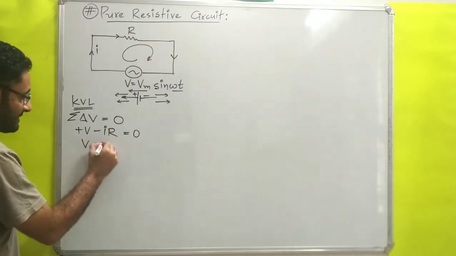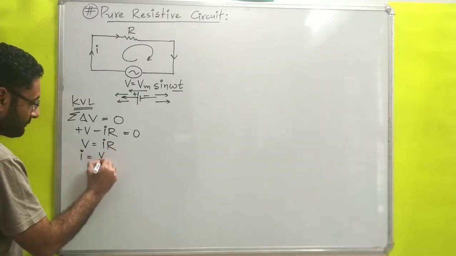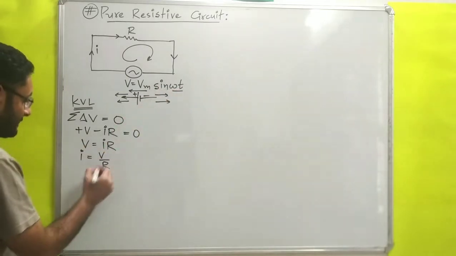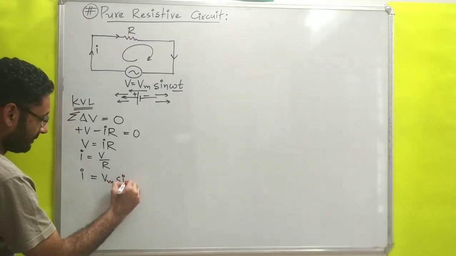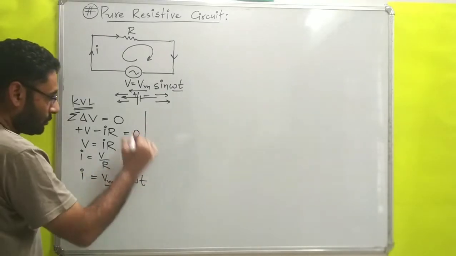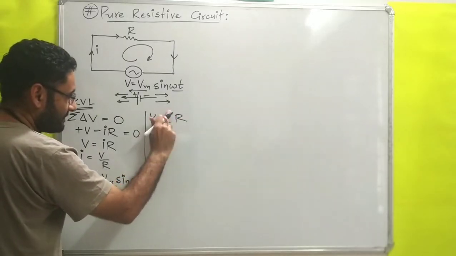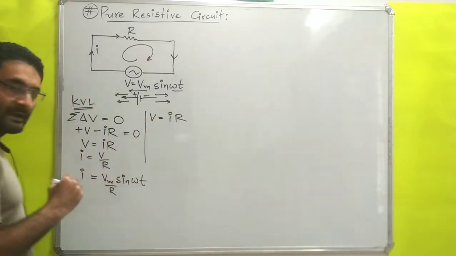Now you can write V = IR. Now I = V/R. Now V is Vm sin(ωt), so I will write I = Vm sin(ωt)/R. Now you know Ohm's law: V = IR. We are talking about alternating quantities, so V = iR with small i.